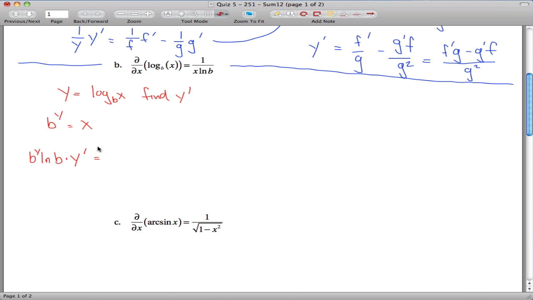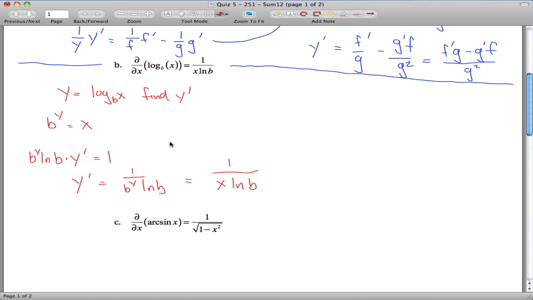Anyways, that's the left-hand side. Derivative of x is just 1. So if I solve for y prime, I get y prime is 1 divided by b to the y natural log of b, which is great, but it's not what I have up here. Actually, it is what I have up there, it just doesn't look like it right now. I know that b to the y is the same as x. So instead of writing b to the y here, I can write x. And now what I have is exactly what I have right here.